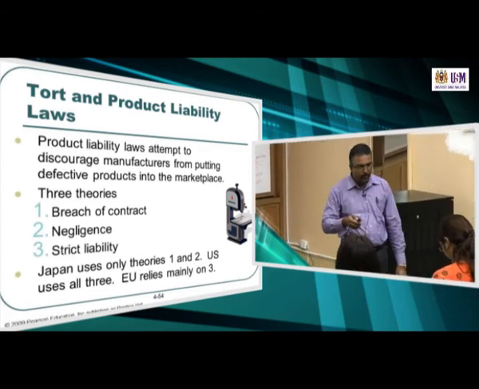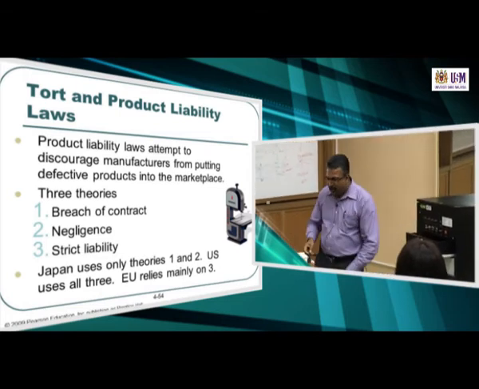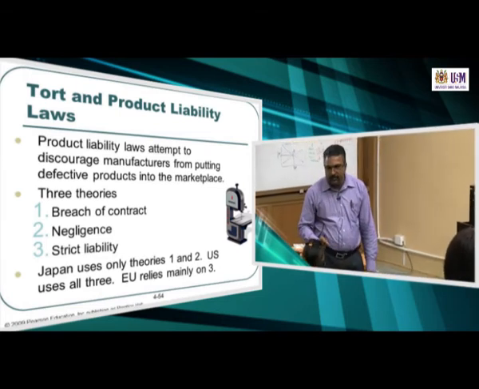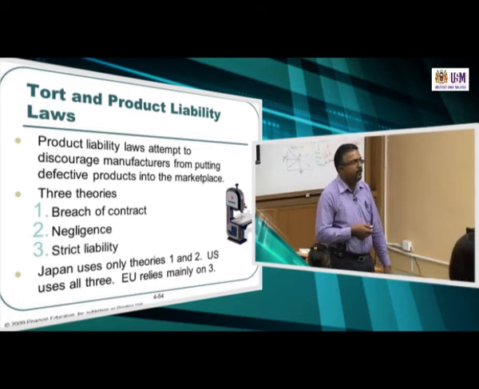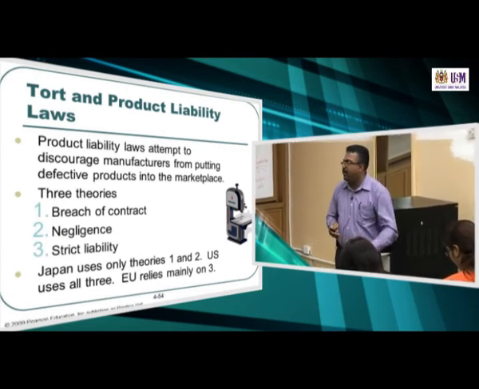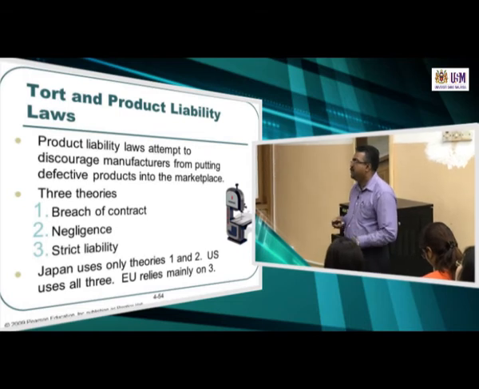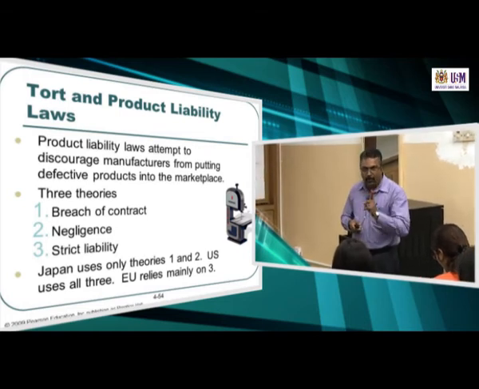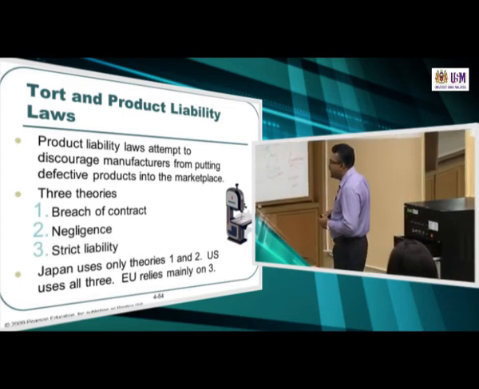For example, this law, I point to the person who got injured. When you are writing with a pen, suddenly the pen breaks and injures your finger. All these are defective products. You're driving a car and the brake does not work, defective product. There are three theories: breach of contract, that means do not honor the contract; negligence, careless; and strict liability.